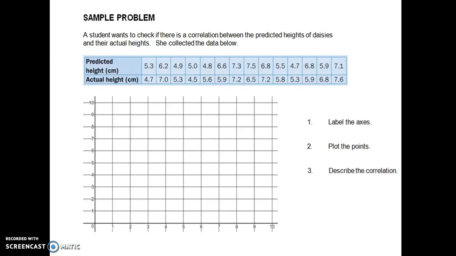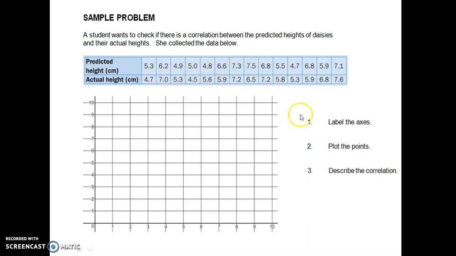Here's the example problem on your page. We have a student who wants to check if there's a correlation between the predicted heights of daisies and their actual heights. So let's say there's an experiment where you had a bunch of daisy flowers and you had to estimate or predict, hey, how tall is that one? How tall is that one? And then you actually measured them and see what you got. How close are people at guessing, basically?